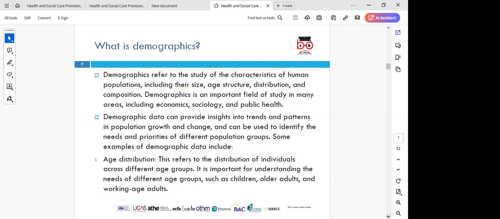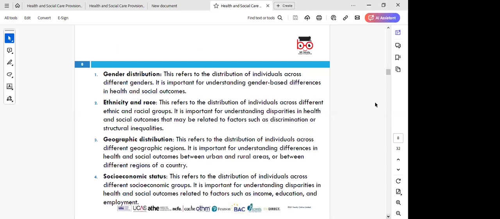Some examples of demographic data include age distribution, gender distribution, ethnicity and race, geographic distribution, and socioeconomic status, where socioeconomic status refers to the distribution of individuals across different socioeconomic groups. It is important, therefore, for understanding the disparities in health and social outcomes related to factors such as income, education, and employment.